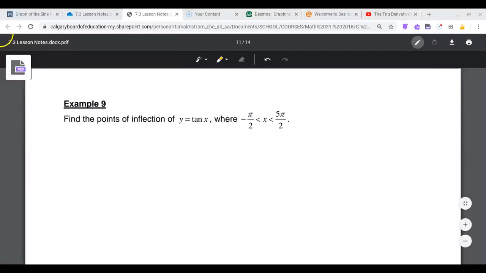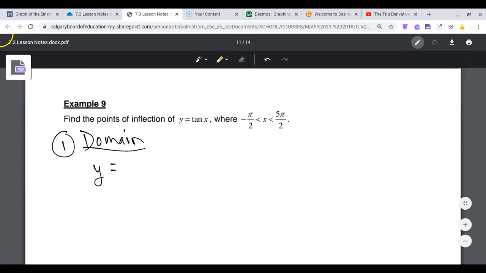Okay, last example. Example 9 is only asking us to find the points of inflection for y equals tan x on a restricted domain of negative pi on 2 to 5 pi on 2. Now, in the previous question, we looked at that restricted domain, but we just left it alone because we were dealing with a sine function, and the sine function has no non-permissible values, but tan, unfortunately, does have some non-permissibles. So we're going to have to look at this restricted domain and see where those asymptotes are living.